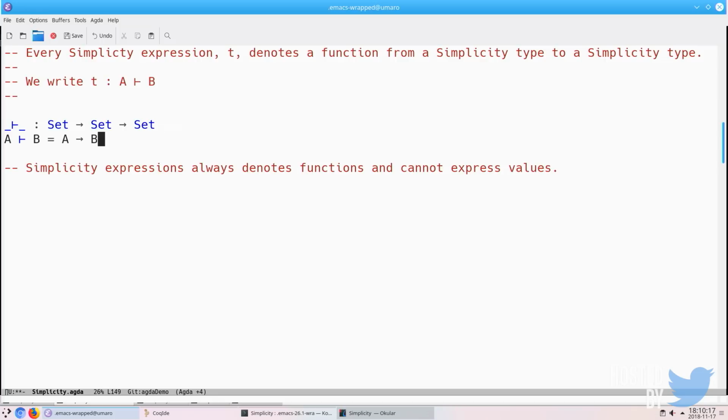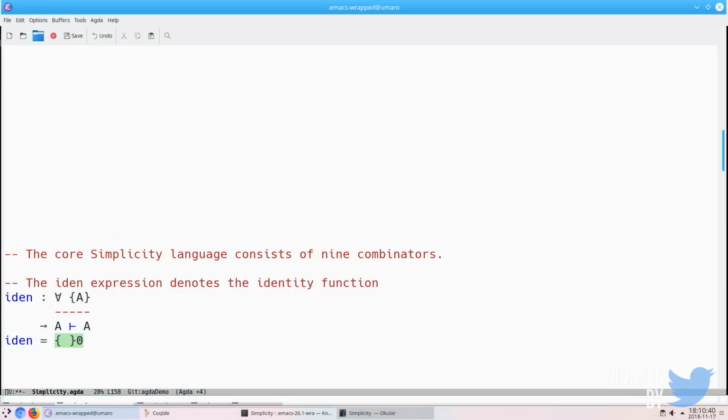And so the semantics of Simplicity is a function type, so we just define the turnstile to be a function. And it's important here to understand that Simplicity expressions always denote functions. Simplicity cannot express values at all, because everything in Simplicity denotes a function. All right, so the core Simplicity language consists of 9 combinators, and they're on my shirt over here. I have the semantics on the back, but let's go over the T-shirt in Agda over here.